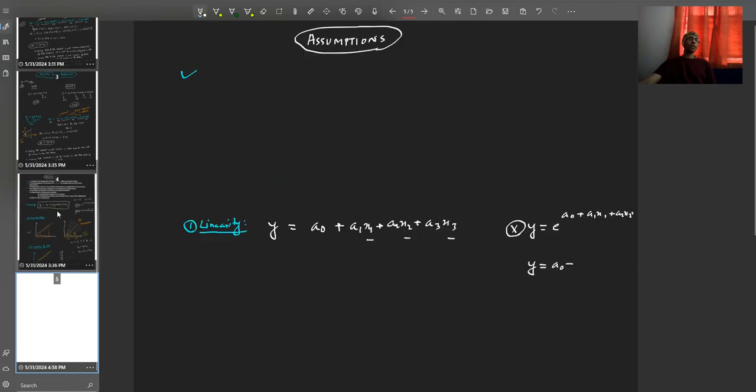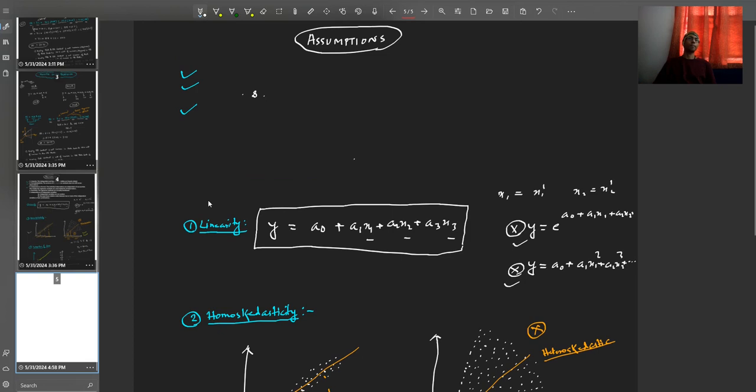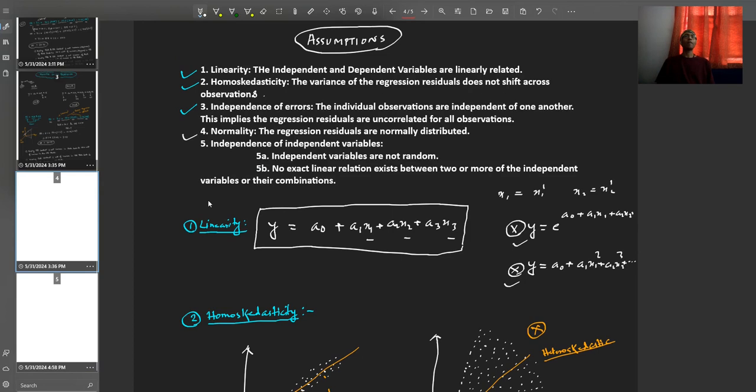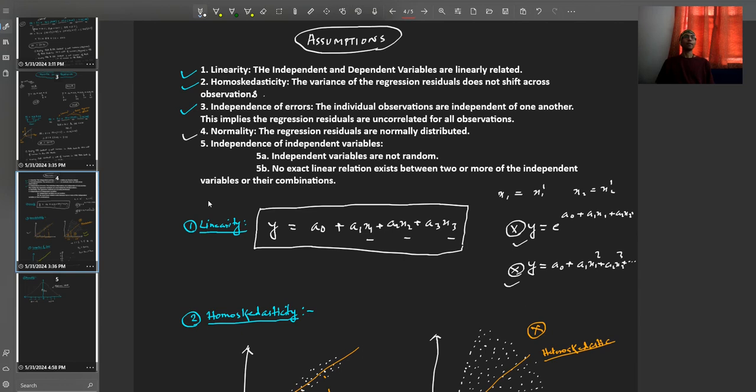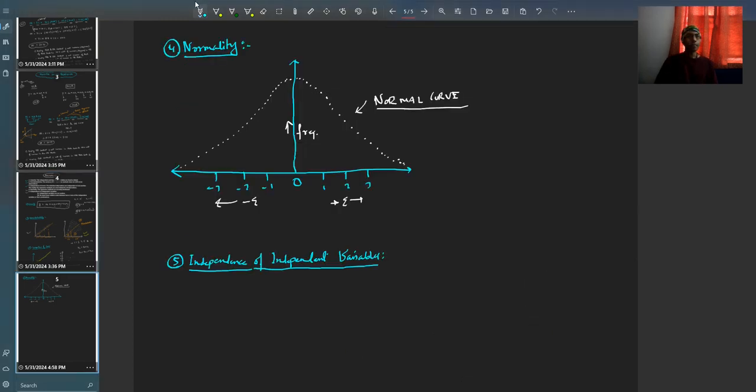Next we go to the next assumption, which is independence of independent variables. So what do we mean by that? There are two aspects to it. Independent variables are not random. Second aspect is no exact linear relationship exists between two or more of the independent variables or their combinations. So what do we mean by this? Let's try to understand it, friends.